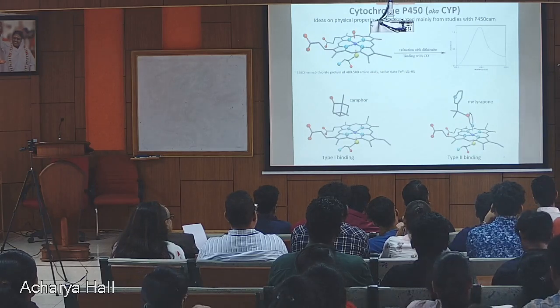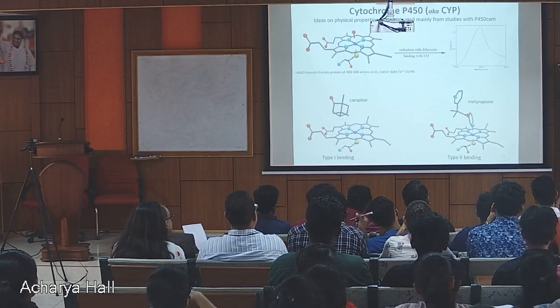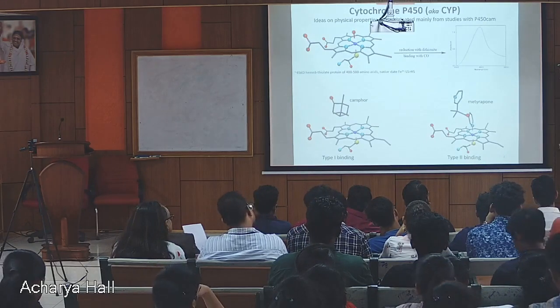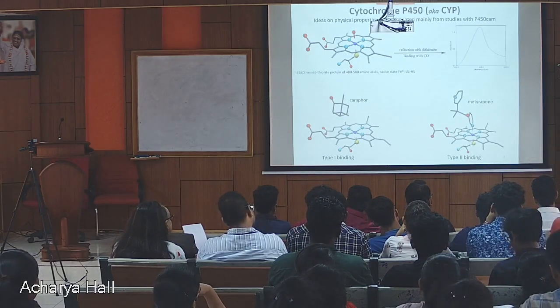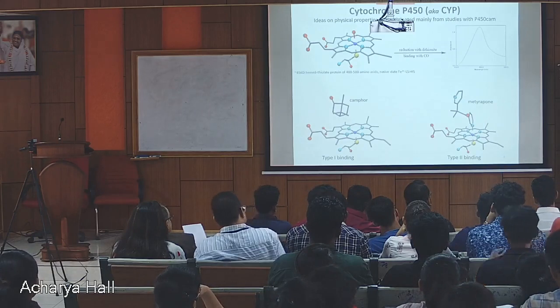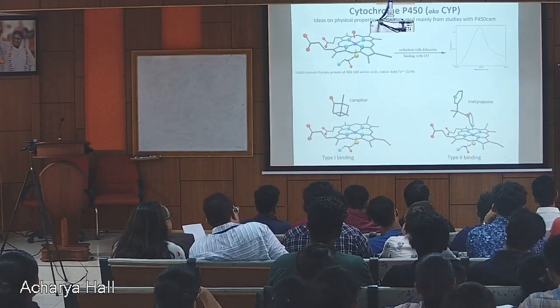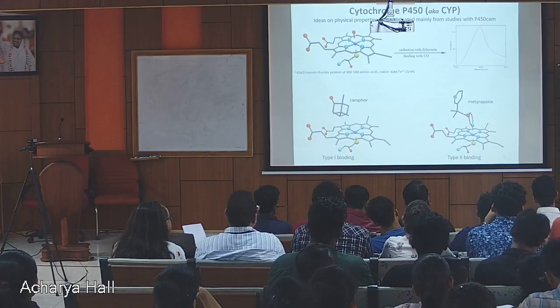The heme histidylate systems like hemoglobin and all that, they don't give that 450. They give around 420. So that's the difference why it's called cytochrome P450. This will be called CYP from now on in this talk.